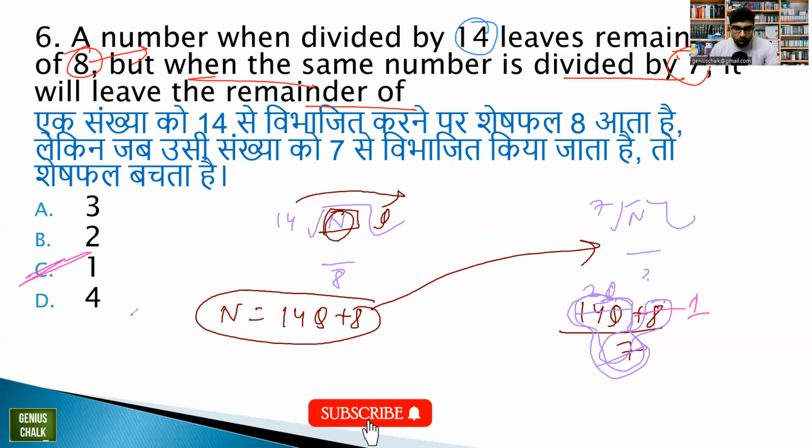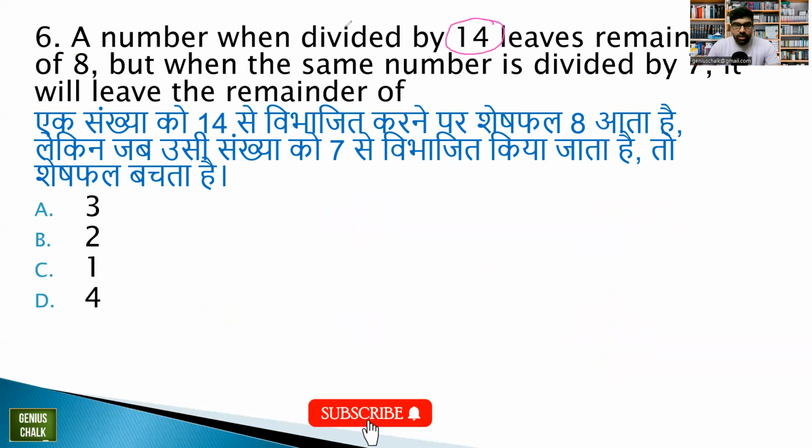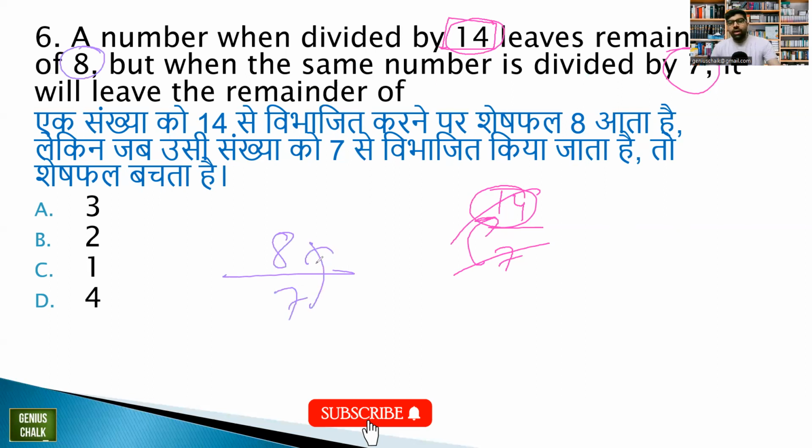But in exam, you will not follow this technique. You will just check the first divisor, whether it is divisible by the second divisor. That means just check whether this 14 is cancelled by 7. If it is cancelled by 7, then your answer is always found by the first remainder divided by the second divisor. What is my first remainder here? It is 8. If I divide it by 7, I will get the answer 1, which is the remainder.